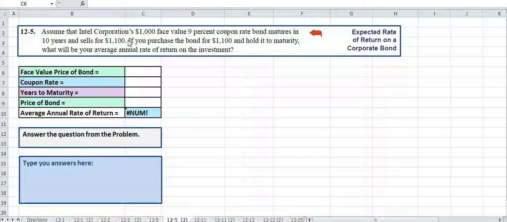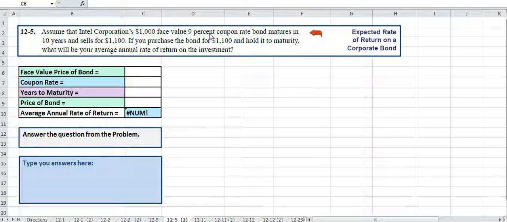So your actual return is going to be less than the 9% because you're going to actually get back after 10 years $100 less than you paid for it. So your actual return is going to be less than 9%.